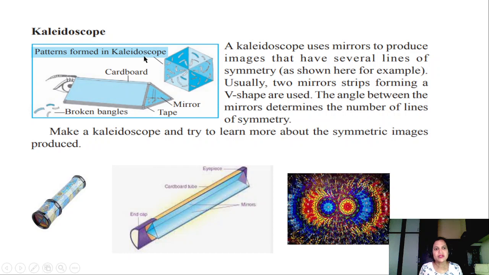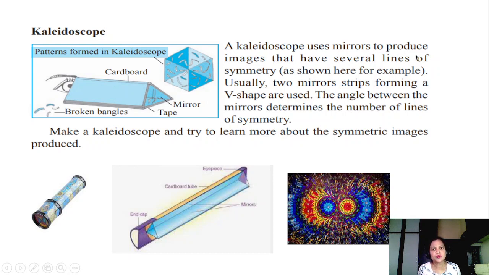Kaleidoscope. Patterns formed in a kaleidoscope. Here you can see what is inside; outside it looks like this kaleidoscope. Inside, a hollow prism made of mirrors is kept, facing inward. It is a mirror, and you will get images like this, complex images.